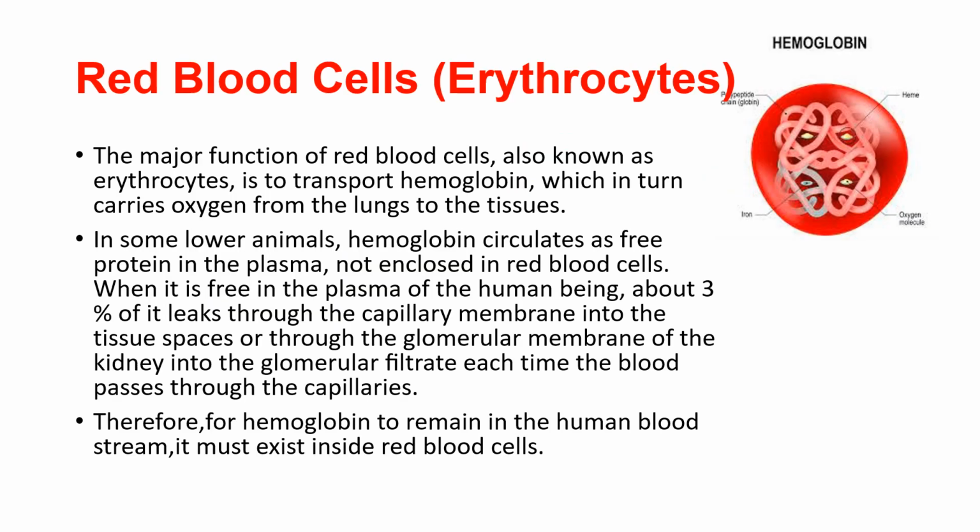Red blood cells, erythrocytes. The major function of red blood cells, also known as erythrocytes, is to transport hemoglobin, which in turn carries oxygen from the lungs to the tissues. In some lower animals, hemoglobin circulates as free protein in the plasma, not enclosed in red blood cells. When it is free in the plasma of the human being, about 3% of it leaks through the capillary membrane into the tissue spaces or through the glomerular membrane of the kidney into the glomerular filtrate each time the blood passes through the capillaries. Therefore, for hemoglobin to remain in the human bloodstream, it must exist inside red blood cells.